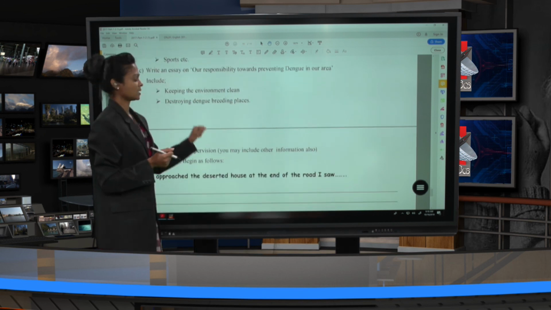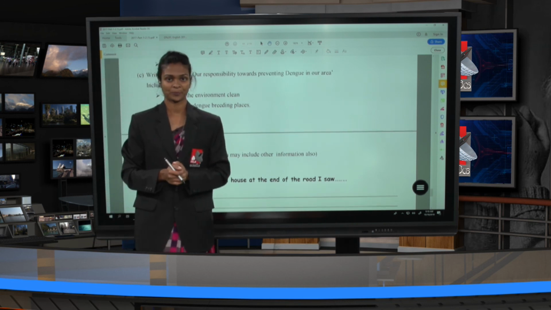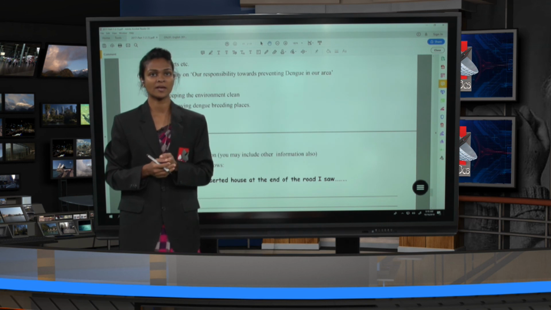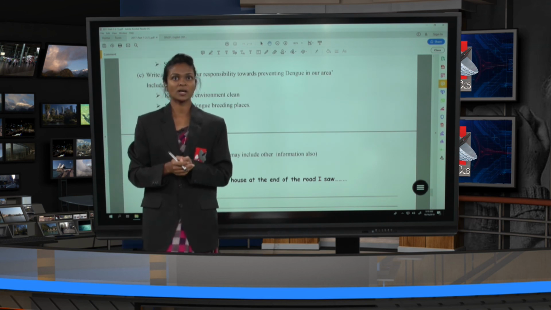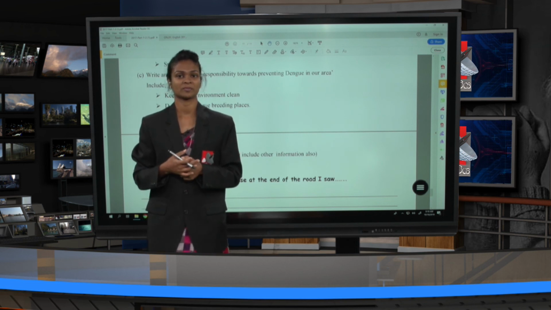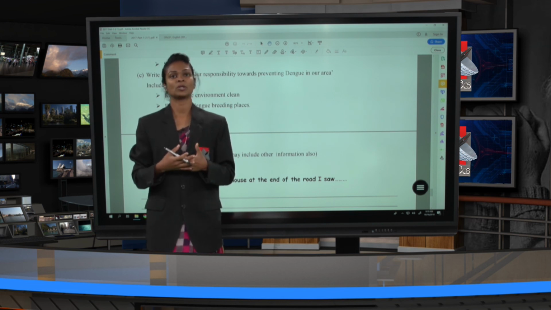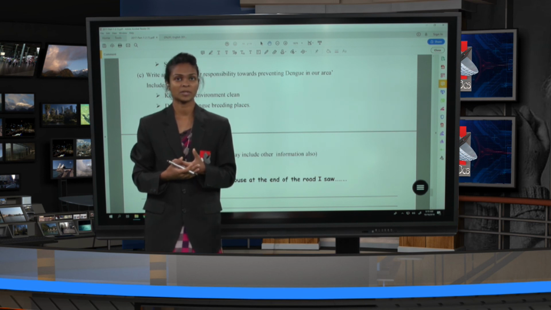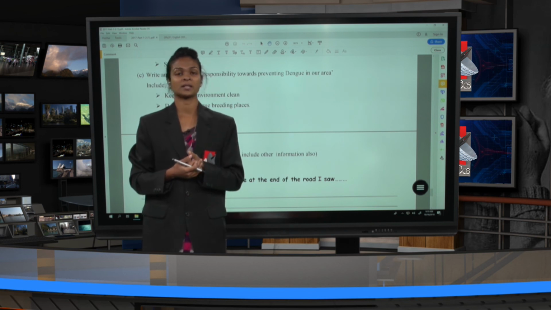Then C. Write an essay. The topic given is our responsibility towards preventing dengue in our area. Our responsibility towards preventing dengue in our area.